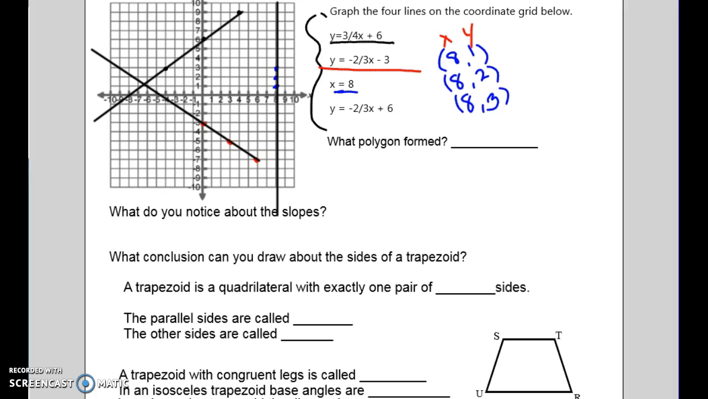Okay, so then I have this line here. You may need to extend some of these other lines. For instance, like this line right here, you may need to make it a little bit bigger so it crosses that one. And then I have this last one. Where am I going to start? At 6. And where am I going to go? Down 2 to the right 3.